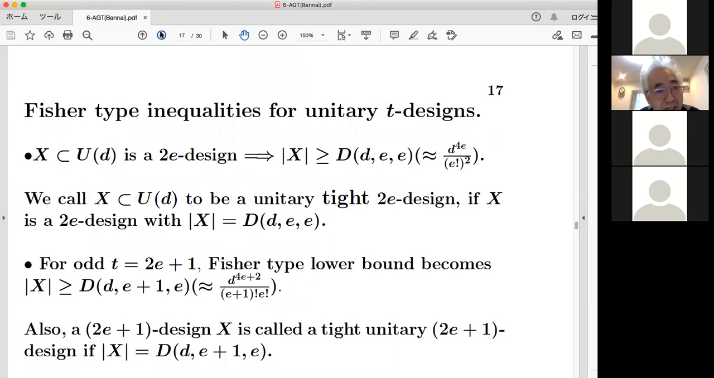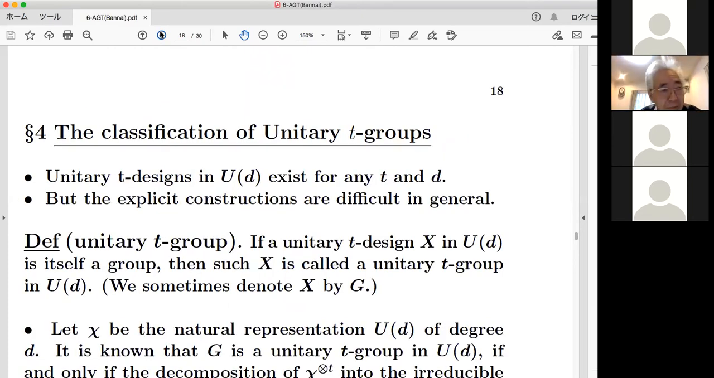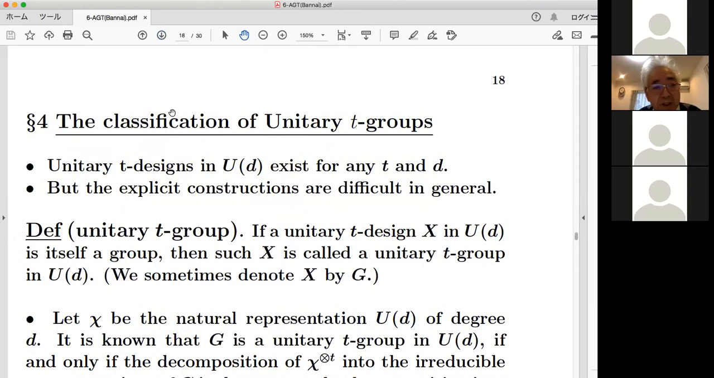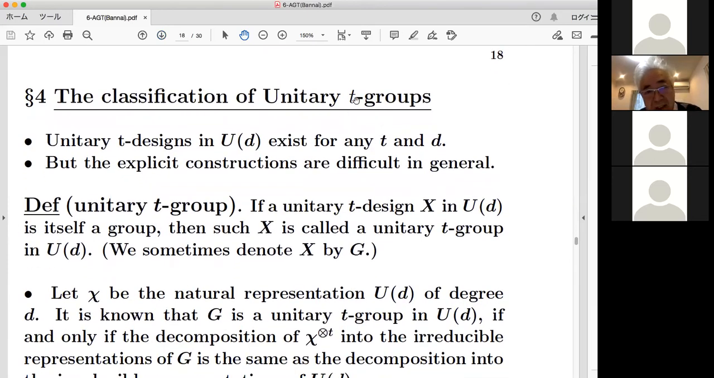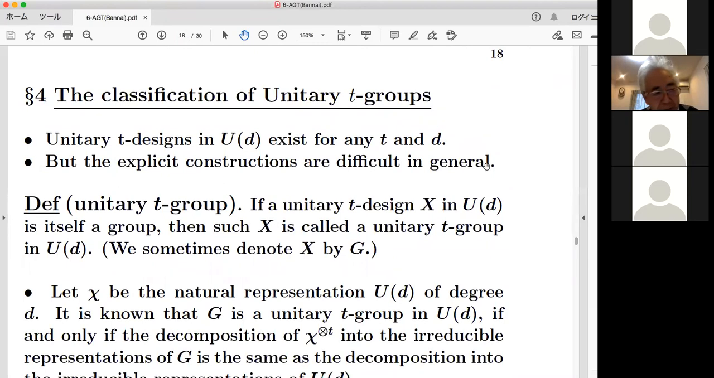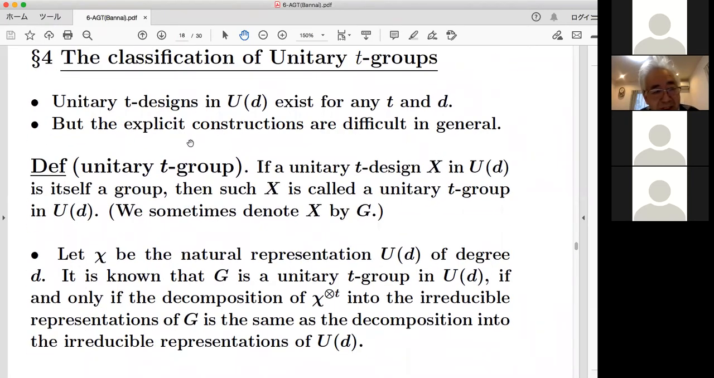And next stage. Now, we want to discuss the classification of unitary T groups. We are discussing T designs, but T groups first. And as we discussed, a unitary T design in U(D) exists for any T and any D. But the explicit constructions are very difficult in general. So let me start with the discussion of unitary T groups.